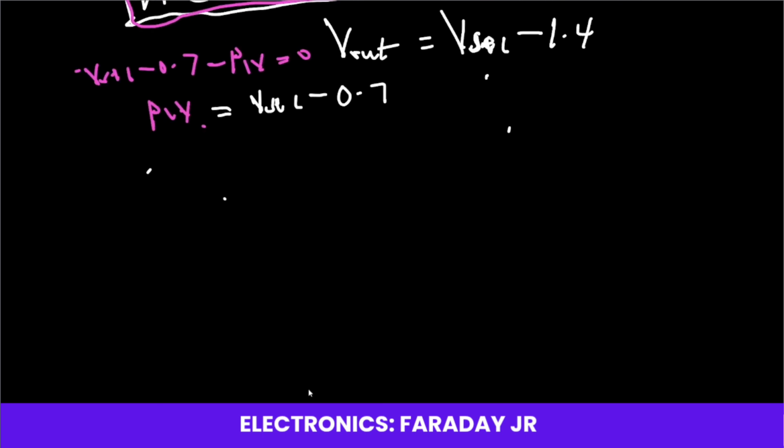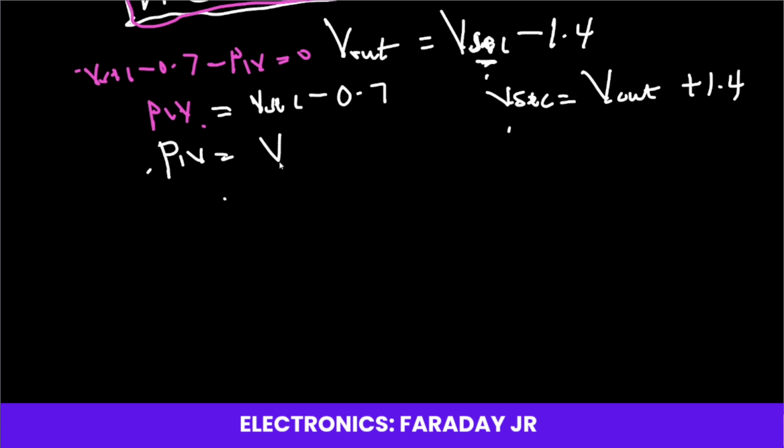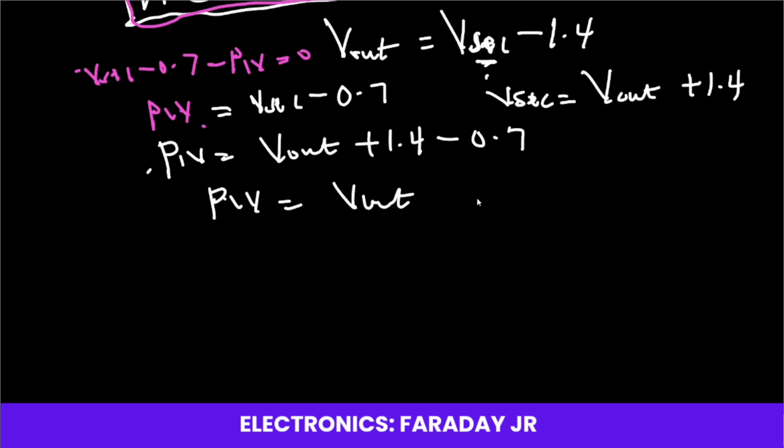Now let's get it in terms of our output voltage. We know that the output voltage is given by V sec minus 1.4. We can make V sec the subject. So at this point, V sec will be equal to V out plus 1.4. So we place that here. So the peak inverse voltage will be equal to V out plus 1.4 minus 0.7. Okay, so we are going to get our peak inverse voltage to be equal to the output voltage plus 0.7 volts.